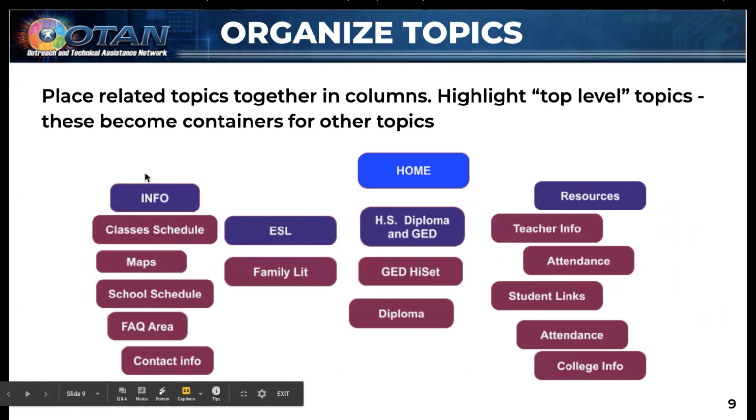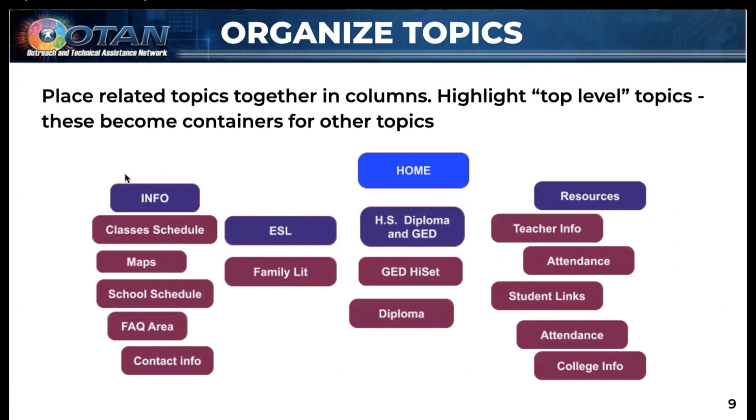So info would be my top level point on my site, a top level page, instead of using the word point. ESL might be a top level page. High school diploma and GED. Now this is for a program. So you need to decide, are you creating a class page and you're going to have different areas? Or are you creating a classes page? Or are you creating a program page? Every one of those types of informational sites will have different needs. So you, as the builder, get to select what the containers are for the topics.